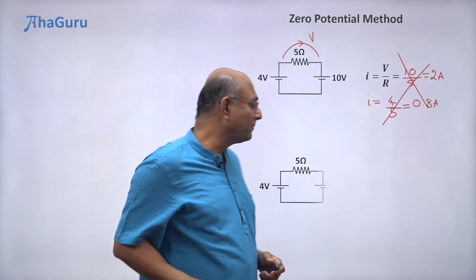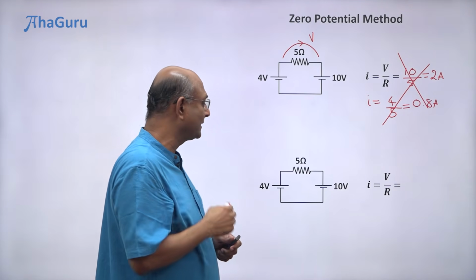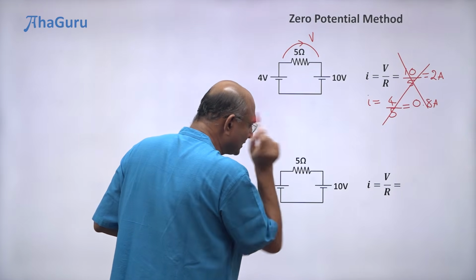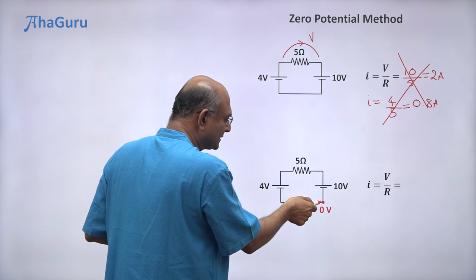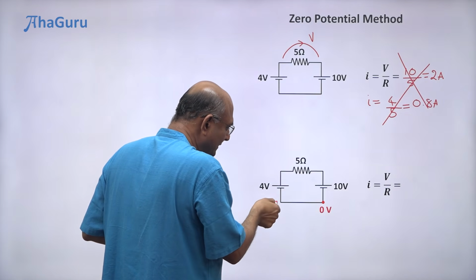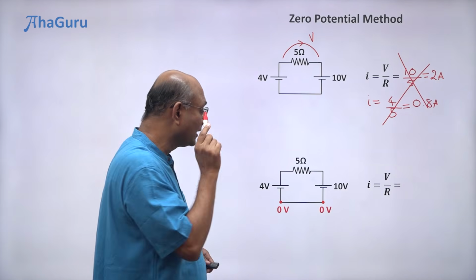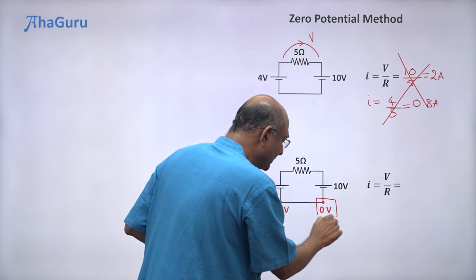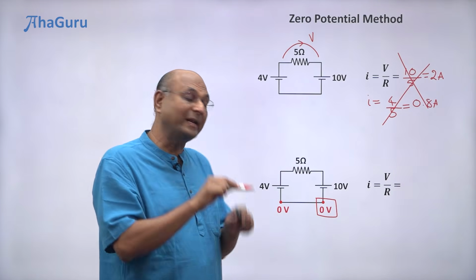Let us solve this problem using the zero potential method. Now, I can choose any point I want as zero potential. I'm going to choose this point as zero potential. Well, if this is zero, that means this is a wire. This also is zero potential. Remember, there was only one point that was chosen. This was the choice. This was derived.